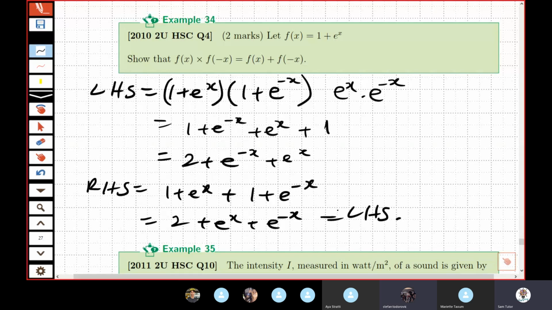I don't want you guys to look at this and go, oh, Sam's never taught us f of x times f of negative x equals f. I don't know how to show that. Stop thinking like that and stop talking like that. Just do the base stuff. It'll work out. It's easy. Don't worry. First thing that comes to your mind would probably be right.